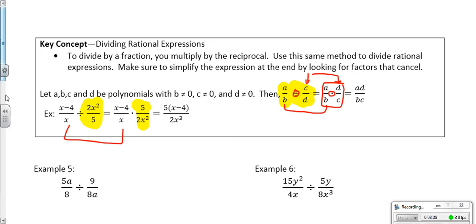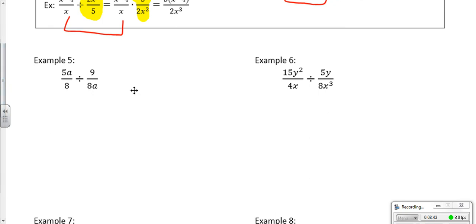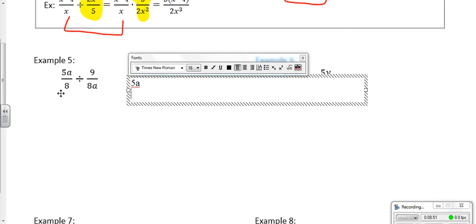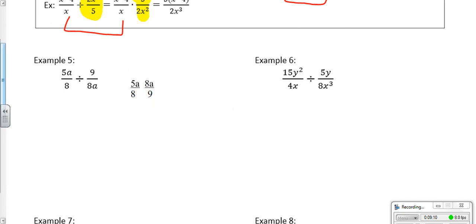So first one here, we have 5a over 8. Alright, now I can make that a times if I change the second fraction to 8a over 9. Okay, so all I'm doing is reversing the second one, and then I can change it to times. So I took this piece and I made the reciprocal of it. And then I would go from there.